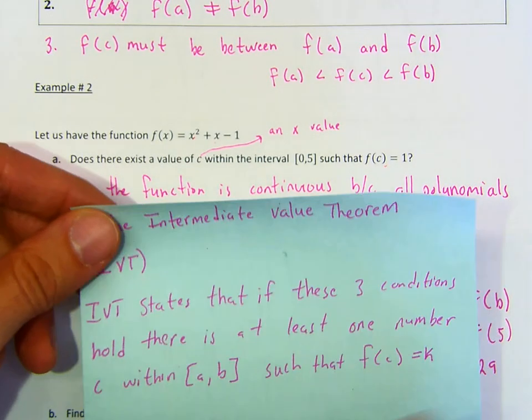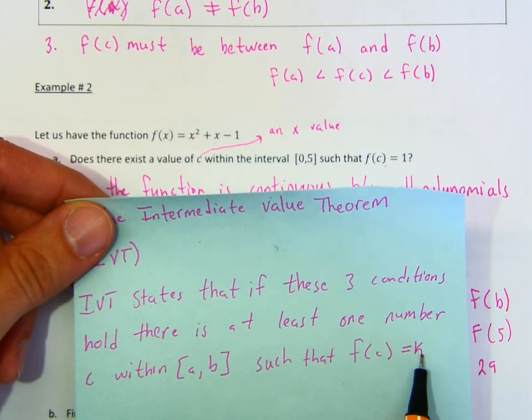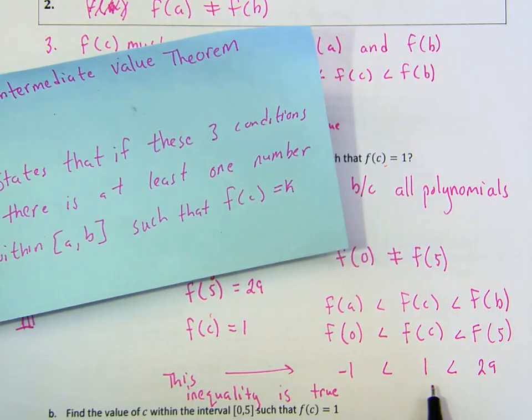So once these three things are satisfied, then you're allowed to say that because of the intermediate value theorem, there exists at least one number c within a and b such that f of c equals k. And in this example, our f of c was equal to 1, right?